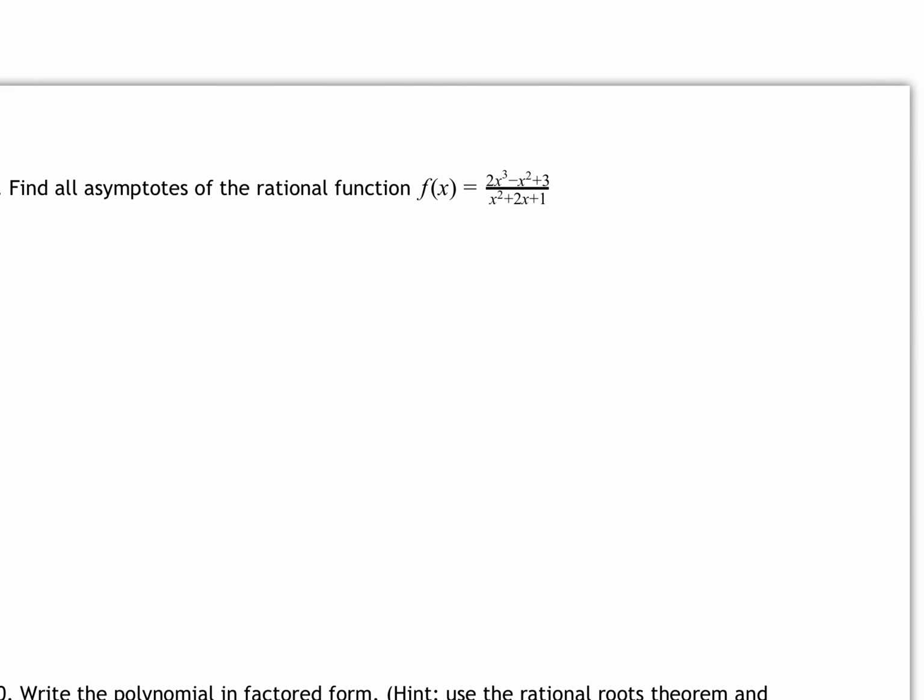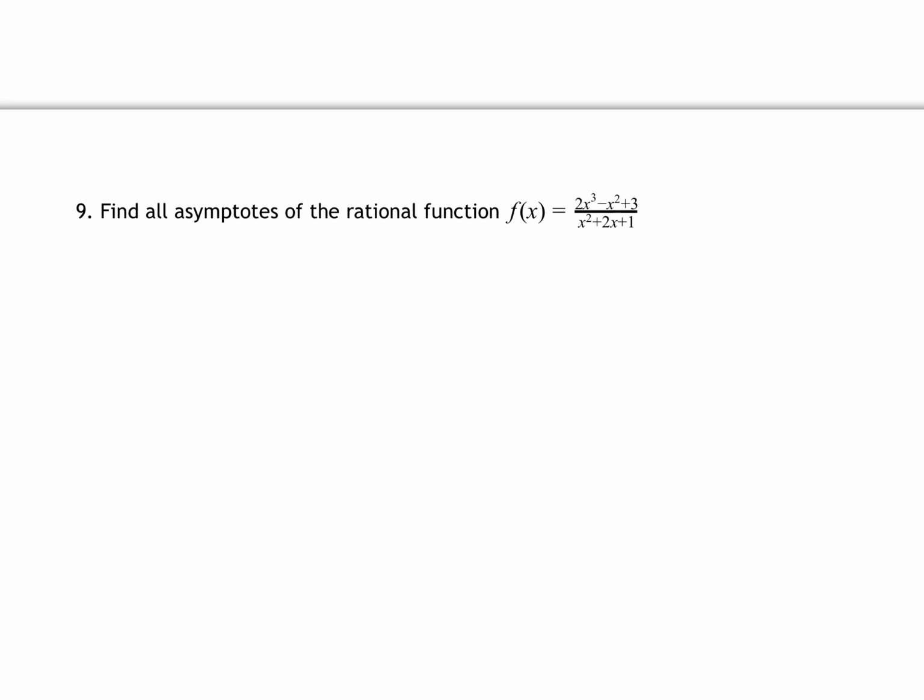The next question is find all asymptotes of the rational function. First we'll start with the vertical asymptotes. Remember, that is factor it, see what's left over on the bottom. Well, the top doesn't factor. The bottom factors into x plus 1 times x plus 1. So we have nothing that cancels, which means we have a vertical asymptote where the denominator is 0. It happens to be the same point on both of those. So let me make a note. The vertical asymptote is -1.